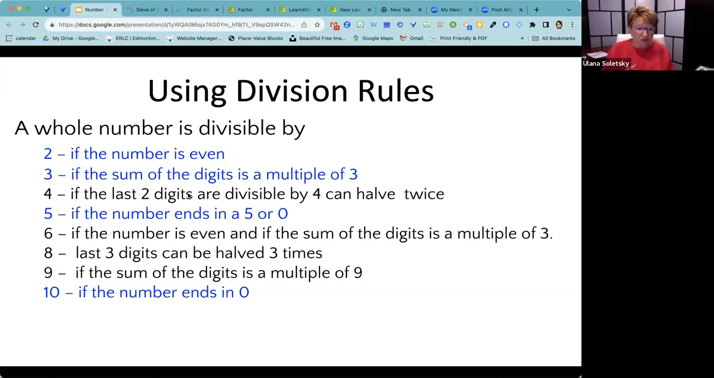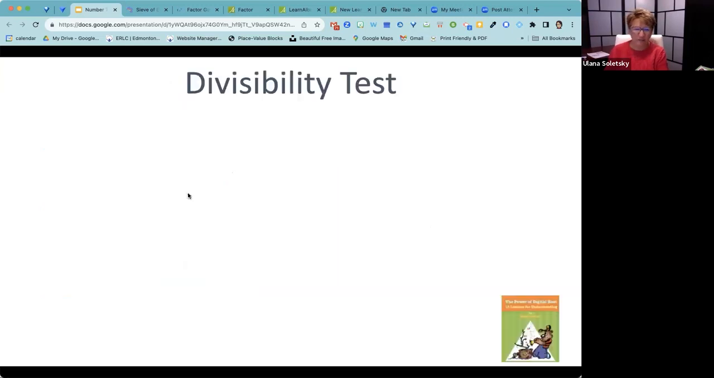Now, you'll notice I missed 7. It's not a really easy one. I've never used it, and I never had to use it, so I never put it on there, but it's something about you have to double it and subtract something, and then you can figure it out from there if it's a multiple of 7. I didn't put it on there, but you could look it up. There is one, but there's not a really quick and easy one to figure out.